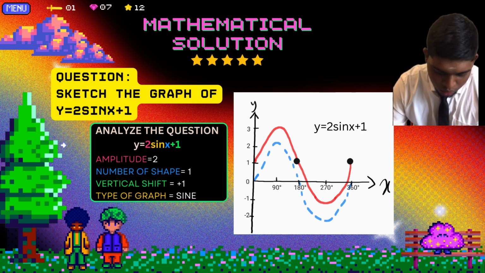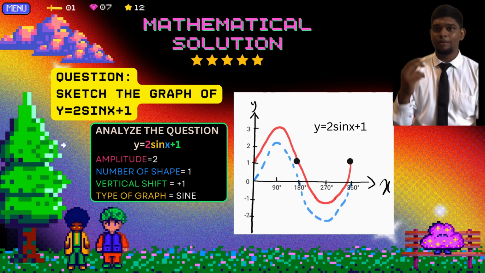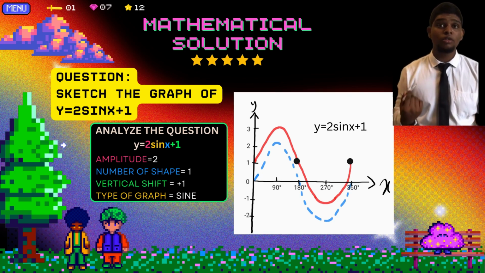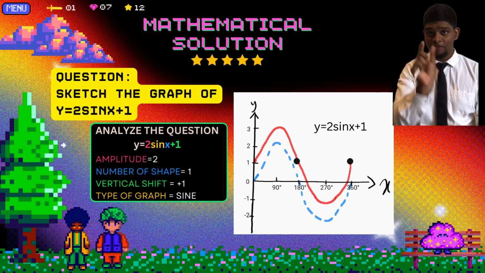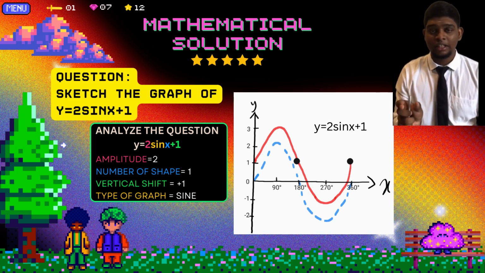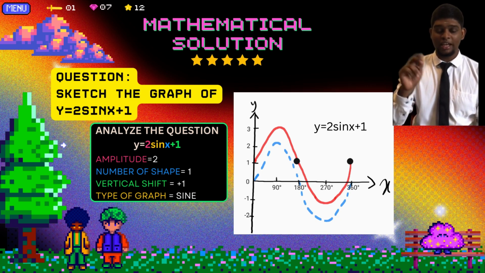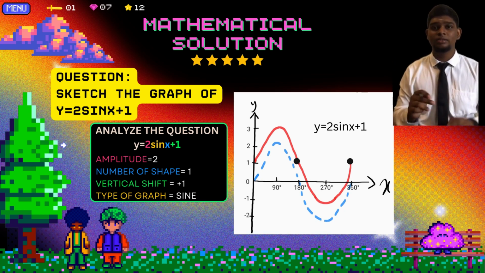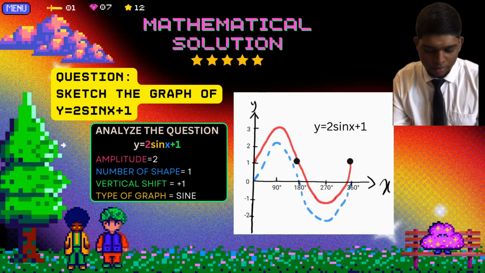The third rule is the number of shapes, or number of cycles. It's 1. How do you know? Because the variable after the sine is x, and x refers to 1. So it's just 1 drawing. It shouldn't be a problem.